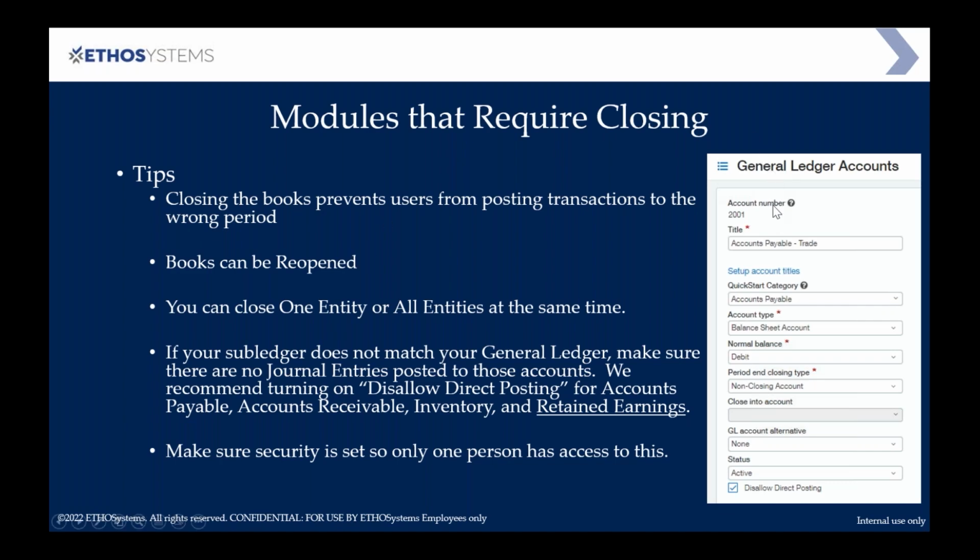On one of the screens, like when you're setting up your chart of accounts, down here it says disallow direct postings. I love this turned on for my inventory account, my AP account, and my AR account. That way I know people are not making journal entries directly to those accounts and causing the detailed information to get out of whack. If you do need to make a change, you can always uncheck this, make a journal entry, and then turn that back on to prevent accidental postings. The other one, again, is retained earnings as well. And make sure security is only set to one person who has access to this. That's something that we do recommend.